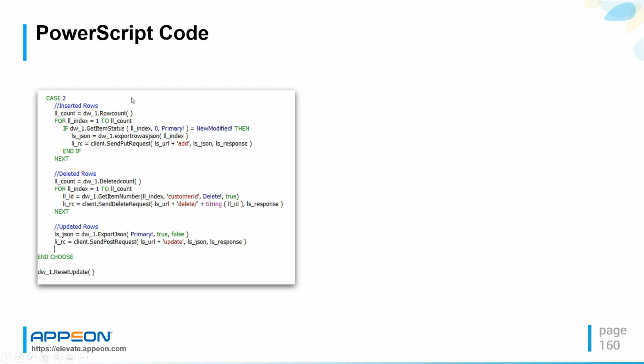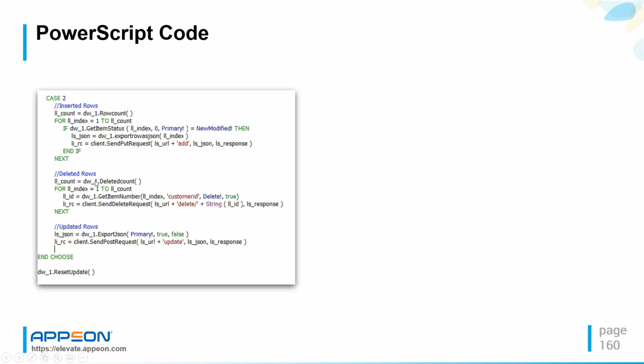So I'm going to take, we're back to the insert. I'm exporting each row, and then taking that row and putting it into the put request, because I mapped the add method to put, which is pretty typical. It could have been post as well, but then sending the row and getting the response. So that takes care of all the inserted rows.